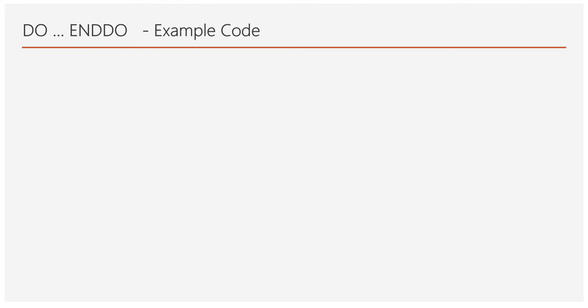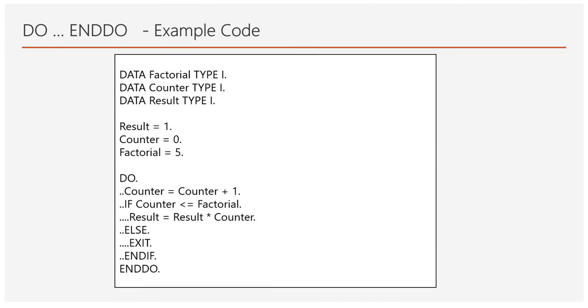Let me move on with the example code. In this case, we're going to write the factorial. Just like SAP ABAP, here you can also declare the data type. Simply you have to write DATA. Suppose I'm going to declare data like factorial, counter, result, and just like ABAP, you can directly assign the values right here in this code, and then you have to write this DO and ENDDO.